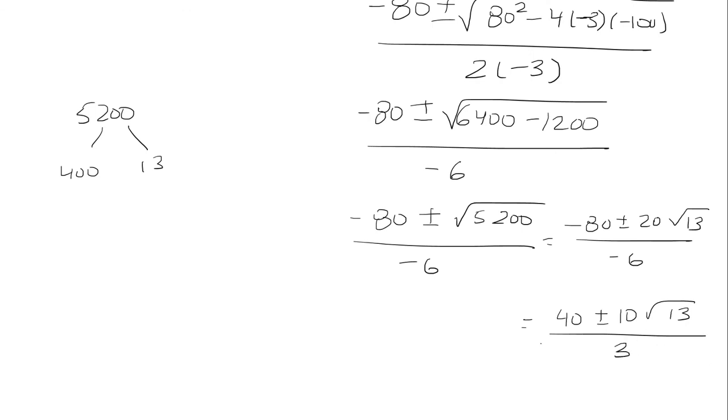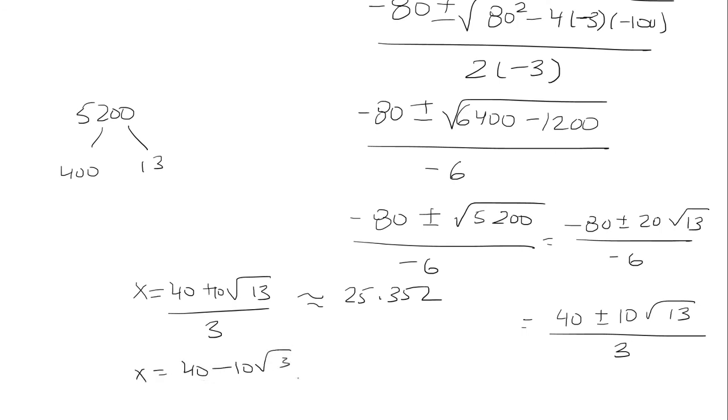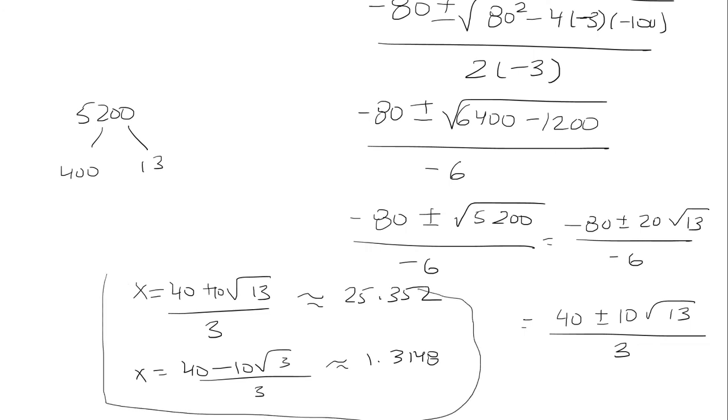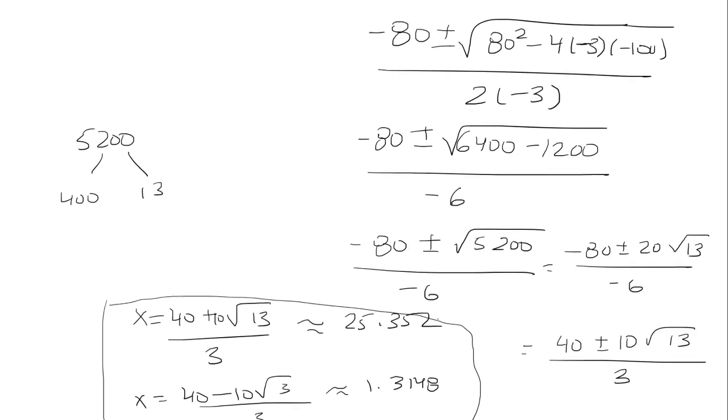So we get two answers. One will be the positive, so (40 + 10 root 13) over 3, which is approximately 25.352. And x will be (40 - 10 root 13) over 3, which is approximately 1.3148. So these are our break-even points, and that means if we sell 25.352 items or 1.3148 items, the profit will be 0. So that's what it means.